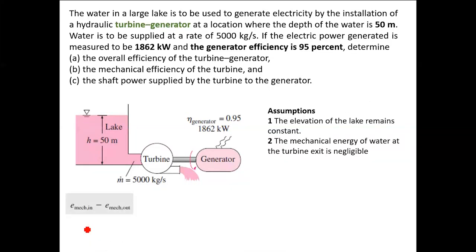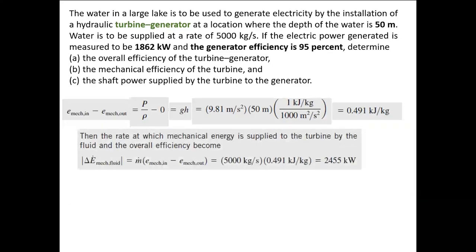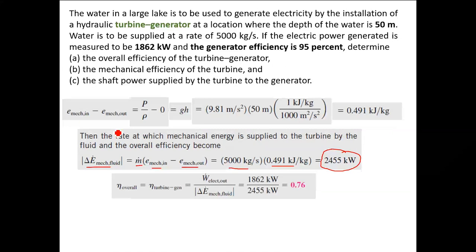So the change in mechanical energy of the fluid per unit mass is essentially GH, which comes out to be 0.491 kilojoules per kg. And if you move on, the total change in mechanical energy of the fluid, absolute value, would be the mass flow rate multiplied by E mechanical in minus E mechanical out, which is 5000 kg per second multiplied by the specific energy change. Now, if you have to calculate the overall efficiency of the turbine, you will apply the formula: work electrical out, which is given to you, divided by change in mechanical energy of the fluid. So the overall efficiency comes out to be 0.76.